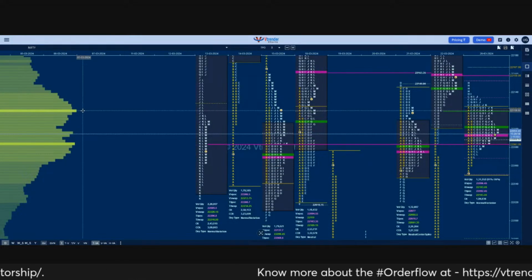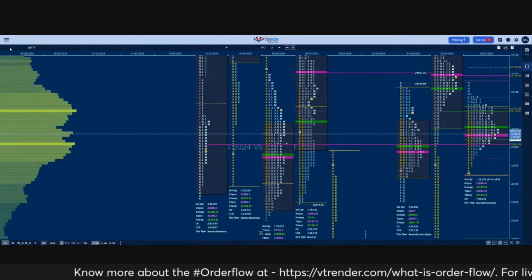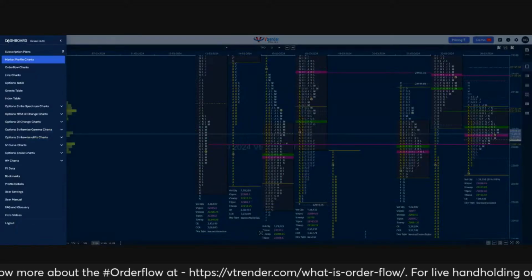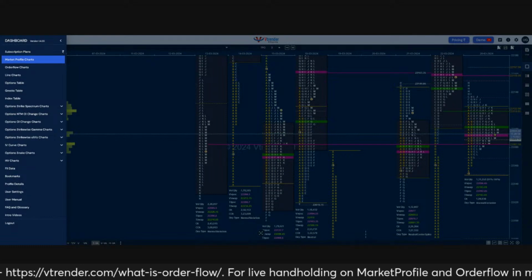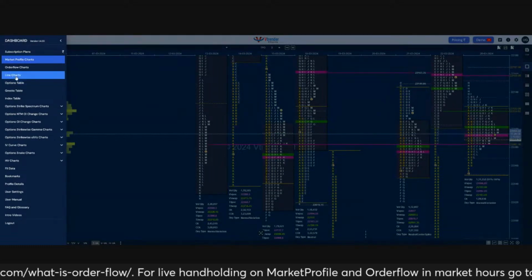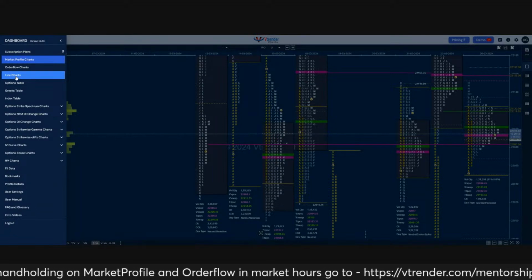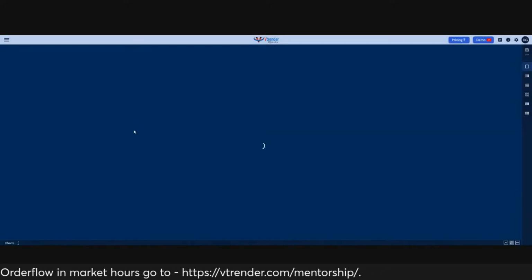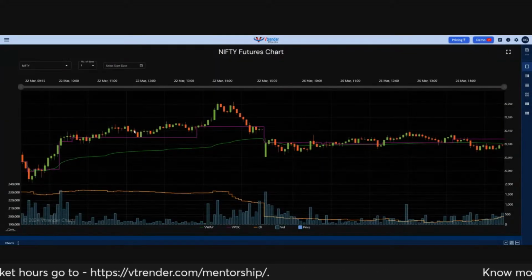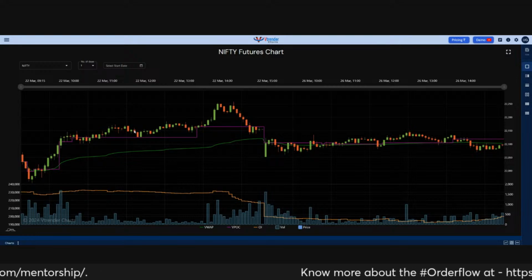So I'll just redo what I had spoken about the line charts. Right now you can see I have clicked on the menu and I have got this drop down, right? So we have this line charts, which is the fourth option from the left. Hope the screen is visible to everyone. And we click on this line charts and we get this new feature we have on the VTrender chart section. So I guess all of you can view the line charts now.